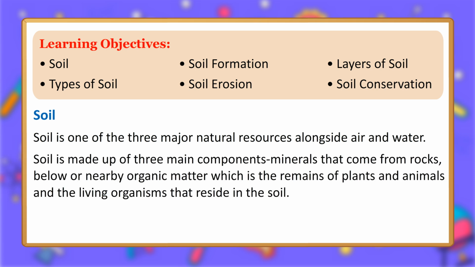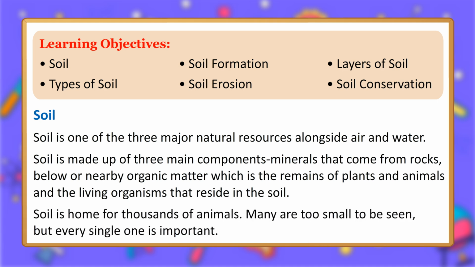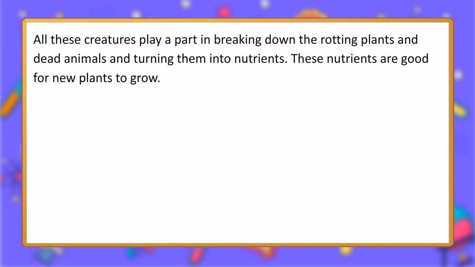Soil is made up of three main components: minerals that come from rocks below or nearby, organic matter which is the remains of plants and animals, and the living organisms that reside in the soil. Soil is home for thousands of animals. Many are too small to be seen, but every single one is important. All these creatures play a part in breaking down the rotting plants and dead animals and turning them into nutrients. These nutrients are good for new plants to grow.